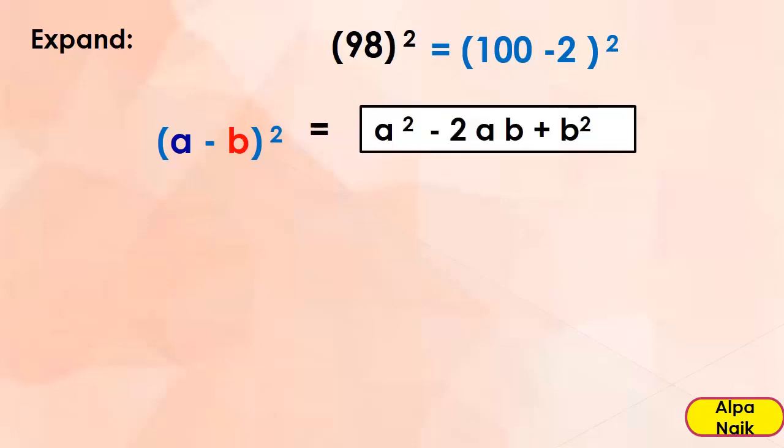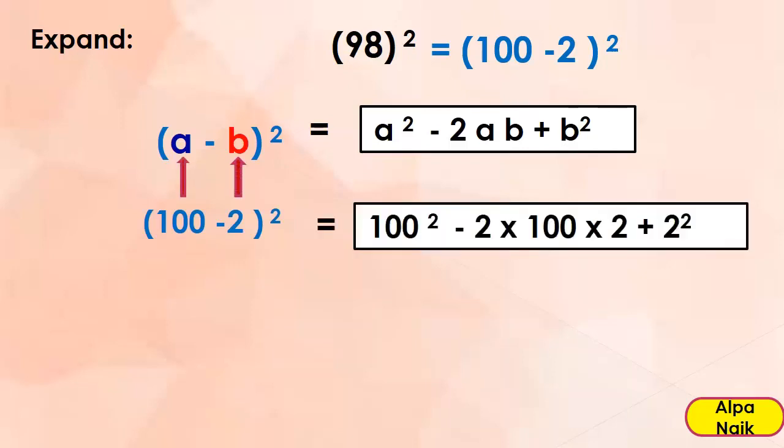So this will be 100 minus 2 the whole square. This is nothing but a minus b the whole square. So we write the correct formula. Now wherever a, we will put 100, wherever b, we will put 2.